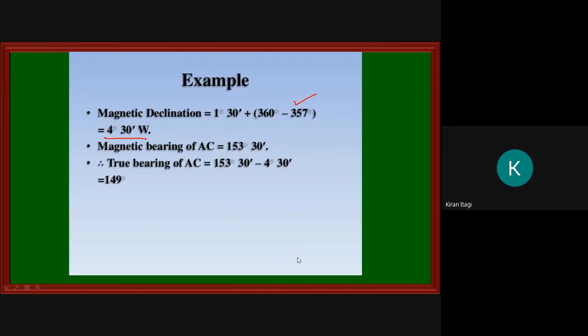Very good, Priyanka. Rutuja, very good. See here, we have already determined the value of delta in the previous problem. So just substitute the value of delta, you will get the true bearing. Simple questions are there.